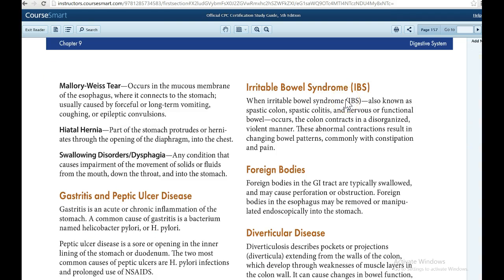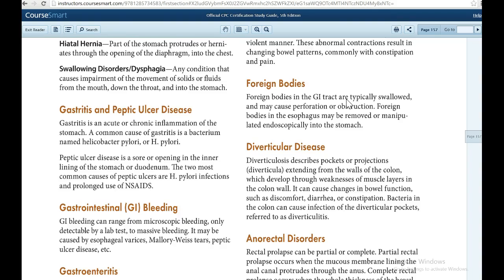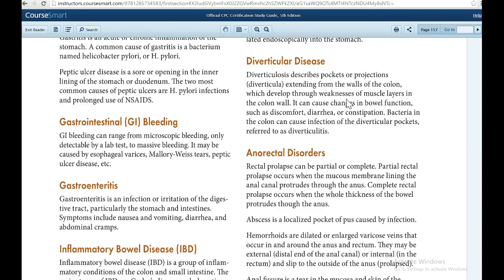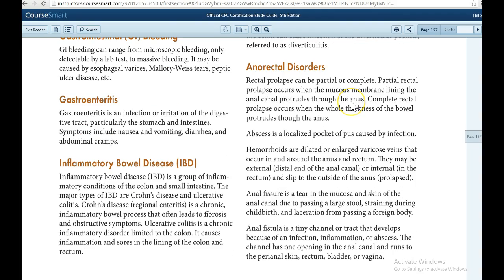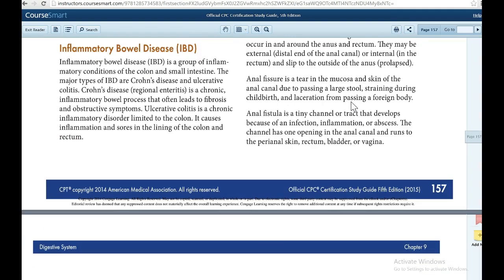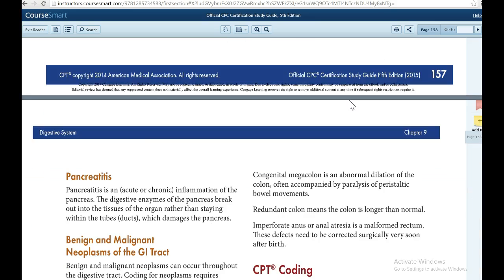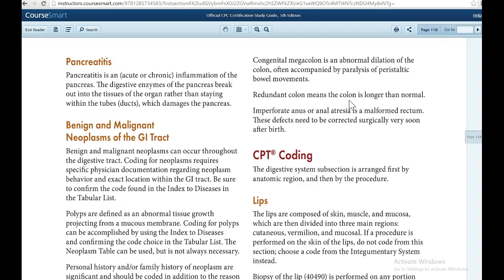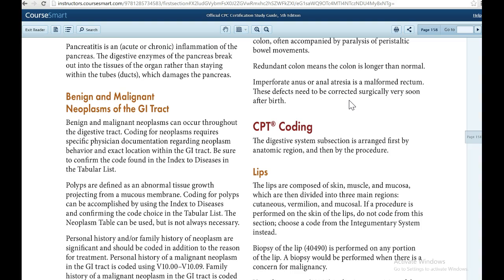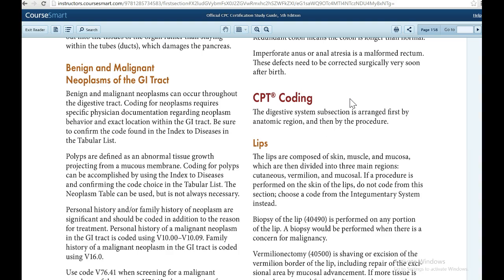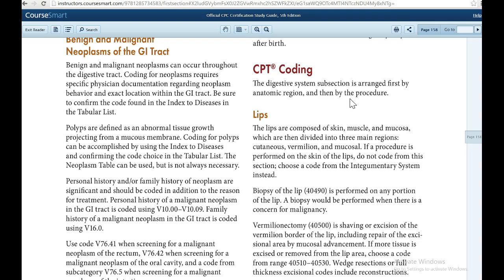Know what IBS is, or irritable bowel syndrome. Gastroenteritis, anorectal disorders, inflammatory bowel disease. Know all that information, you all. Pancreatitis, inflammation in your pancreas. Benign and malignant neoplasms in the GI tract. Make sure you go over and read that as well.